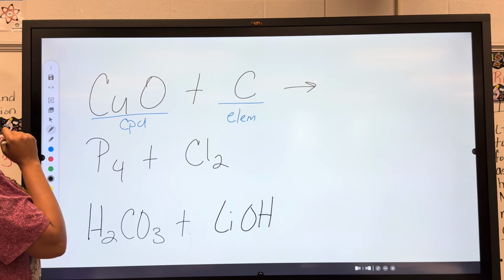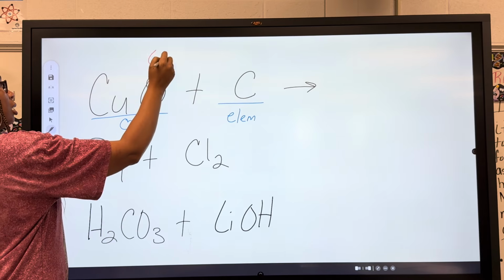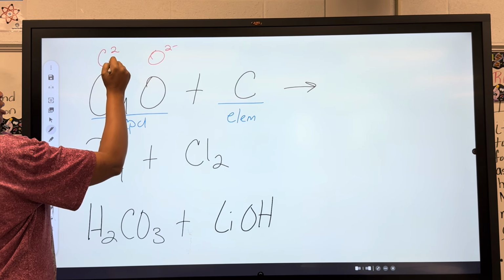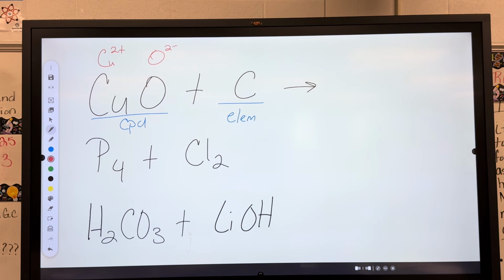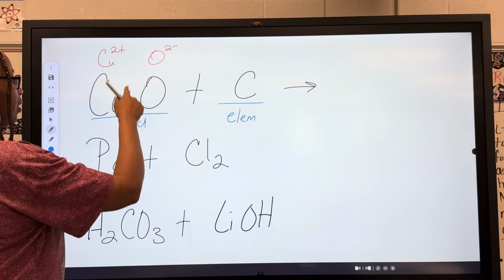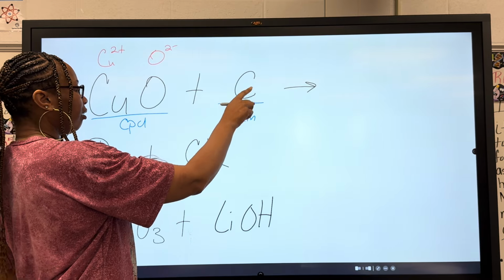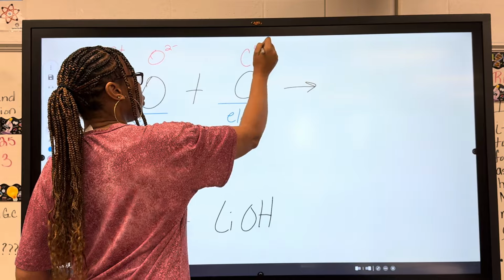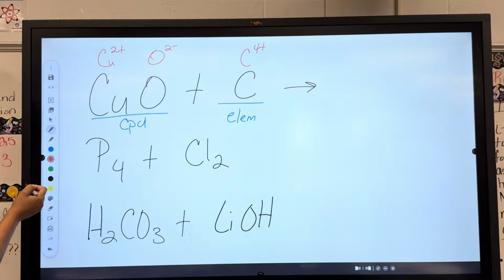Now, we know that this is copper 2 oxide because oxygen has oxidation of -2, and because there's some subscripts, that means that this copper was +2. So with the copper and the oxygen, we're going to end up replacing the copper with the carbon. Carbon's going to be +4, because remember, cations replace cations and anions replace anions. So that's going to leave the copper by itself.